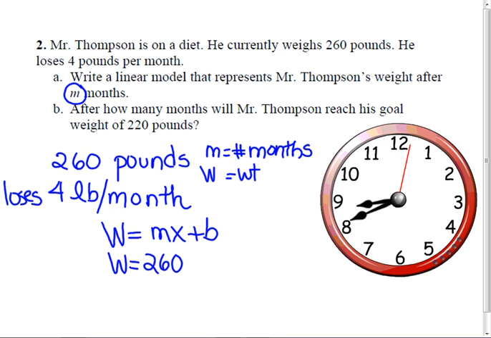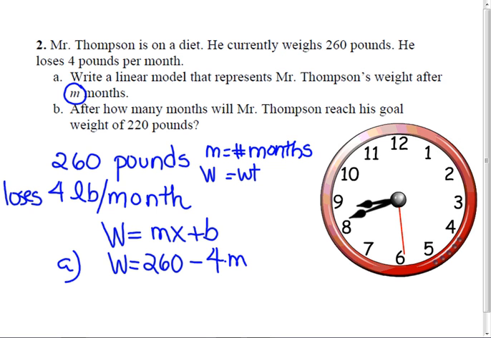So what are we going to do? Add or subtract? Keaton, you need to be involved. Add or subtract? What do you think? You're losing weight. Subtracting. How much every single month? 4 times the number of months. You do this in science class. So that's part A.